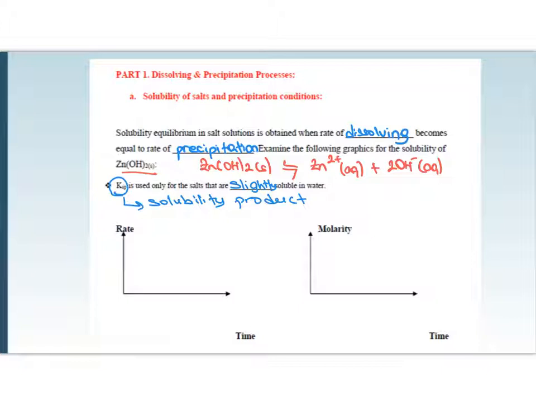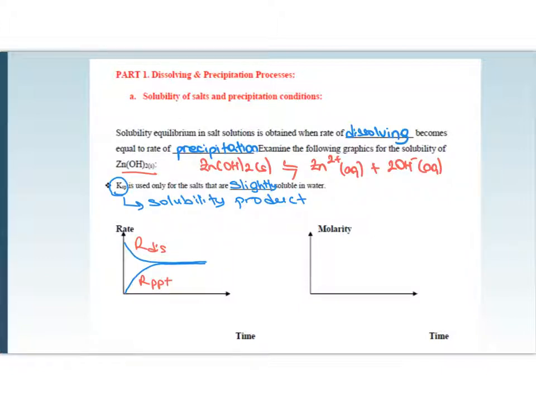Now, what about the graphics? Rate versus time. For a while, the rate of dissolving is going to be higher than the rate of precipitation. Then the rate of precipitation is going to be equal to the rate of dissolving. So this is the rate of dissolving, and this is the rate of precipitation. Remember, we have drawn the same graphic in the previous videos.